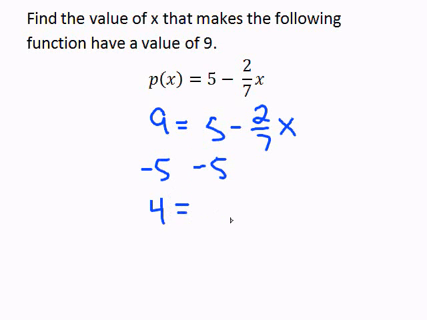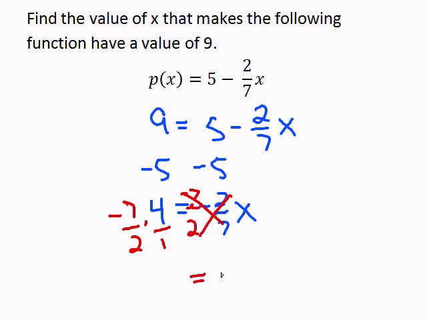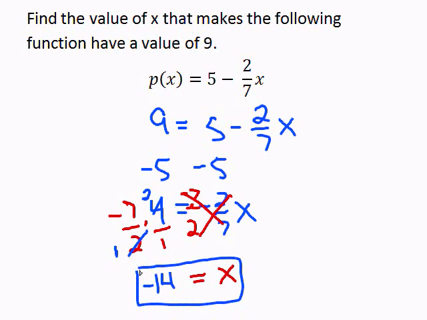9 minus 5 is 4 equals, we bring down the negative 2/7 times x. To get x by itself, we can multiply both sides of the equation by negative 7 over 2. We need to put the 4 over 1 times negative 7 over 2. These cancel, leaving us with a 1x on the right-hand side and negative 28 over 2, or we could cross reduce, giving us negative 14. As always, you can check your solution by putting negative 14 back into the equation. I'm going to leave that for you, and this should be the last example of today.